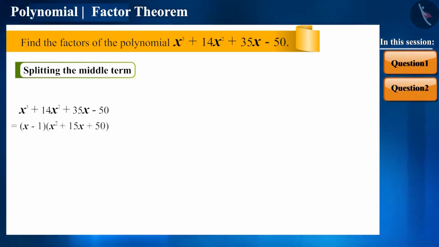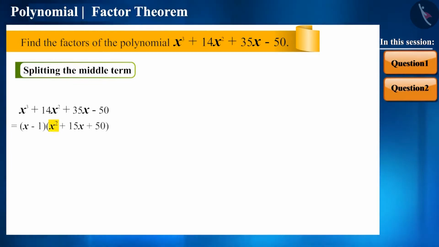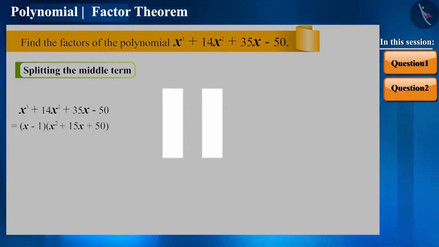This is in the form of a quadratic polynomial. Can we now solve it using the method of splitting the middle term? Yes. Here, the coefficient of x square is 1 and the constant term is 50, and the two terms whose product is 50 and the sum is the coefficient of the middle term, that is 15, are 10 and 5. Pause the video and solve it yourself and see if the other two factors that you are getting are the same or not.